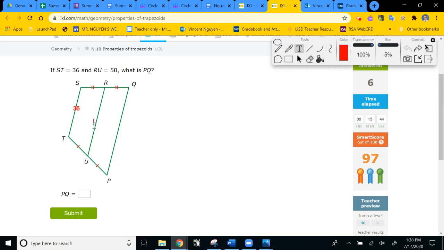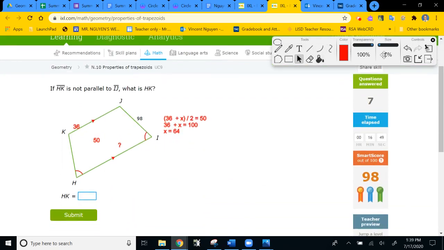So 36 here, RU is 50. And then I need to find this guy right here, PQ. Well, remember, I can double the median, right? So it's 36 plus X, which is what I don't know, and I need to do parentheses actually. 36 plus X, divided by 2, equals 50. The average of the two bases equals the median. Well, I could double the 50 so that I don't have the fraction anymore. 36 plus X equals 100, and then X would equal 100 minus 36, which gives me 64. So PQ ended up being 64. It wasn't hard, but I had to do it just so that it gives me different kinds of problems.